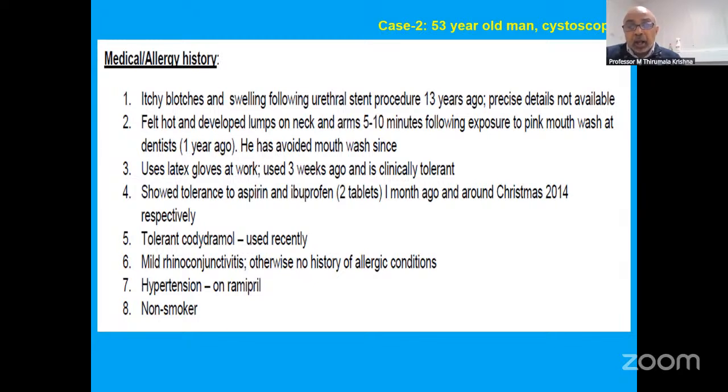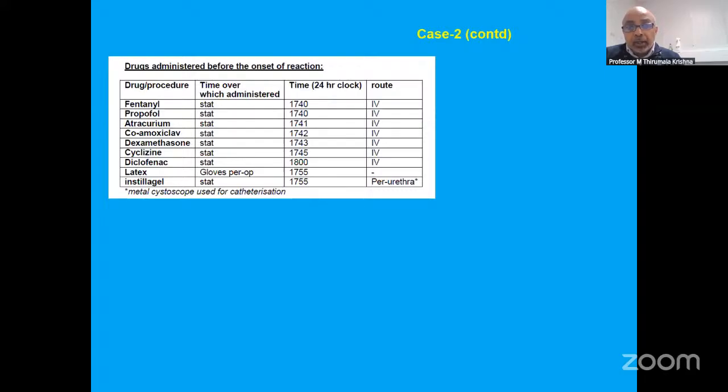They used latex glove at work, and they're clinically tolerant. They also confirmed that they are clinically tolerant to aspirin and ibuprofen. And so really, there's not much to shout about from the allergy history. They had hypertension and they're on Ramipril. So that's the medical history of this patient at the pre-anesthetic check, okay? So again, we did the same thing here. They had the prick tests, which are all negative to the target agents.